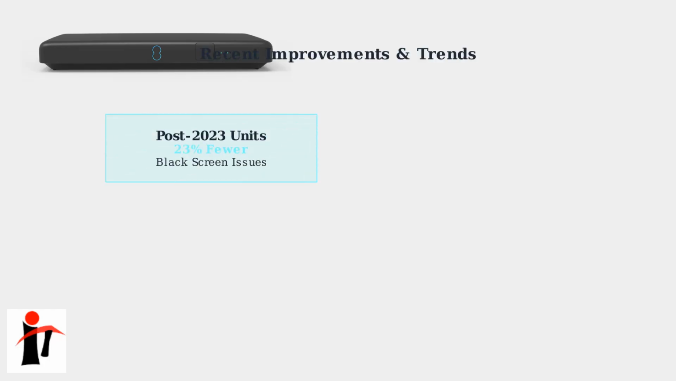EE has made significant improvements to address these issues. Let's look at the recent developments and trends that affect black screen problems. Units manufactured after 2023 show 23% fewer black screen incidents due to improved hardware design and better quality control. HDMI 2.1 compatibility improvements have reduced handshake errors by 31%, significantly decreasing connection-related black screen problems.